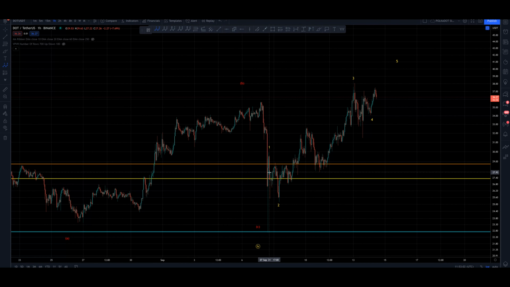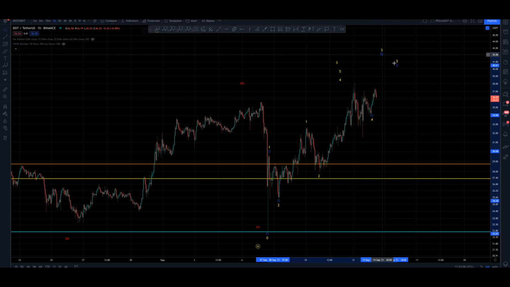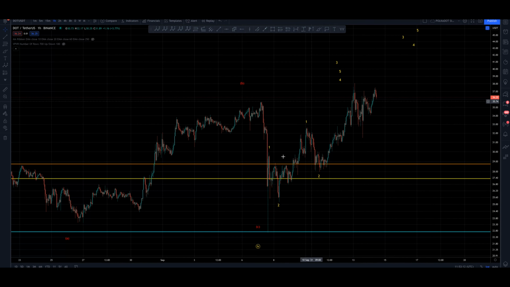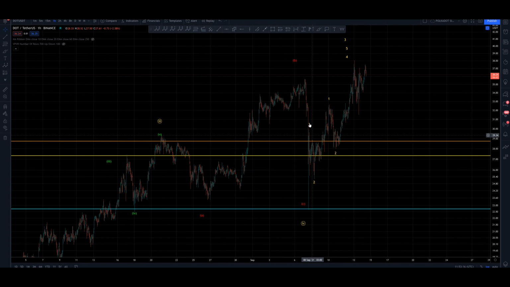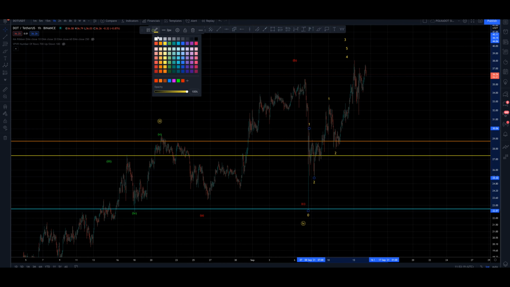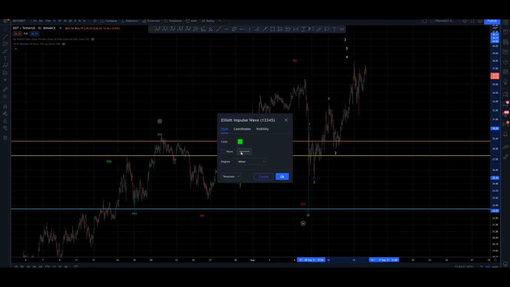If that's the case, that won't be the 1, 2, will it? It would be a 3, 4 and a 5 higher up at this degree. What degree are we talking about here? Minute, so this would be minuette degree. Okay, let's try and not take too much time to do this.